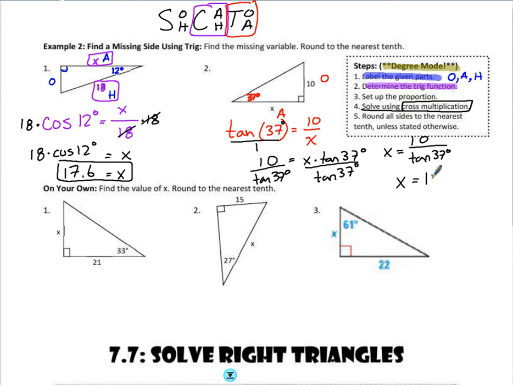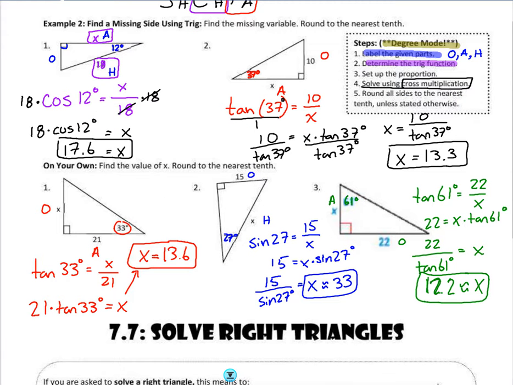So using those two examples, go ahead and pause the video at this point and try the next 3 problems. Remember your steps: label, determine the trig function, set up the proportion, cross multiply, and then round to the nearest tenth. So after pausing the video, here we have some answers. For number 1, you got 13.6. For number 2, you get about 33. And for number 3, you get 12.2.